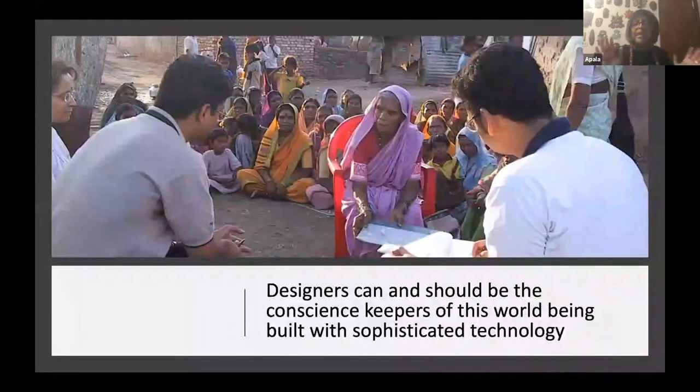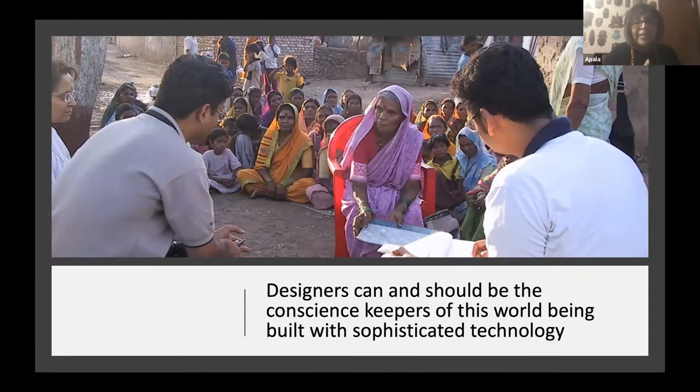I feel at the end of the day, we as the design community are in a unique position to be the conscience keepers of a world where technology is everywhere. And that's great. But somebody's got to look at it and say, why? Why are you doing it this way? And who is it benefiting? And more importantly, who is it leaving out? So we have a role.